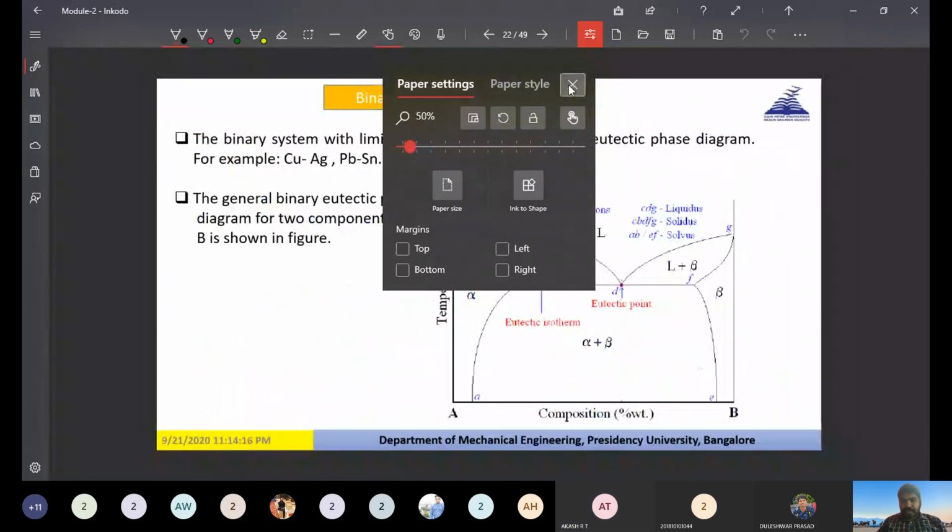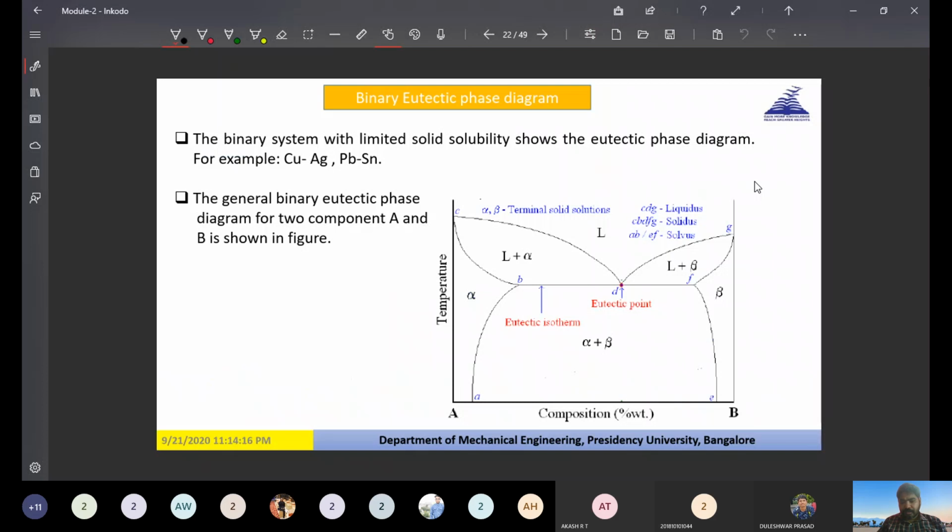Okay, all of you can see this screen? Yes? Yes, sir. Okay. So I'm just going to revise this concept, binary eutectic phase diagram, then we will proceed further.